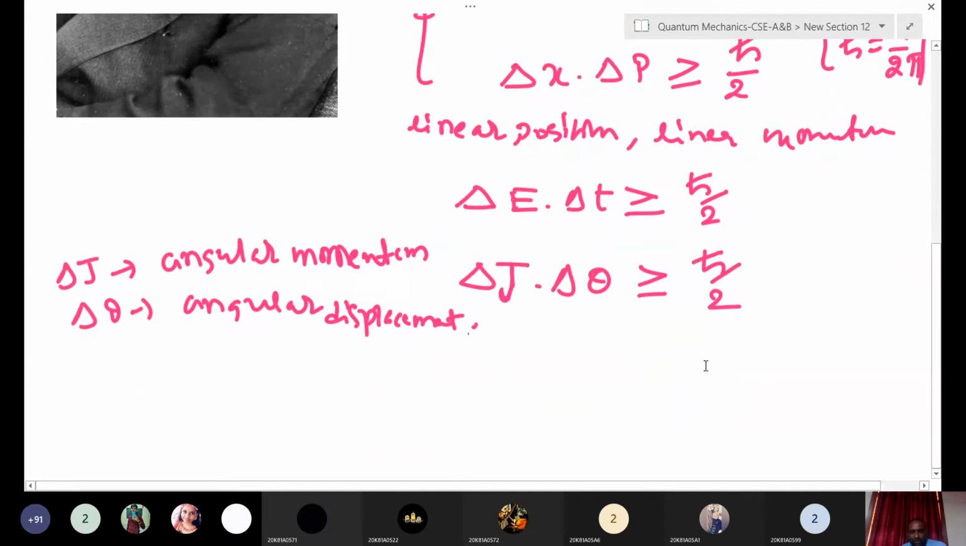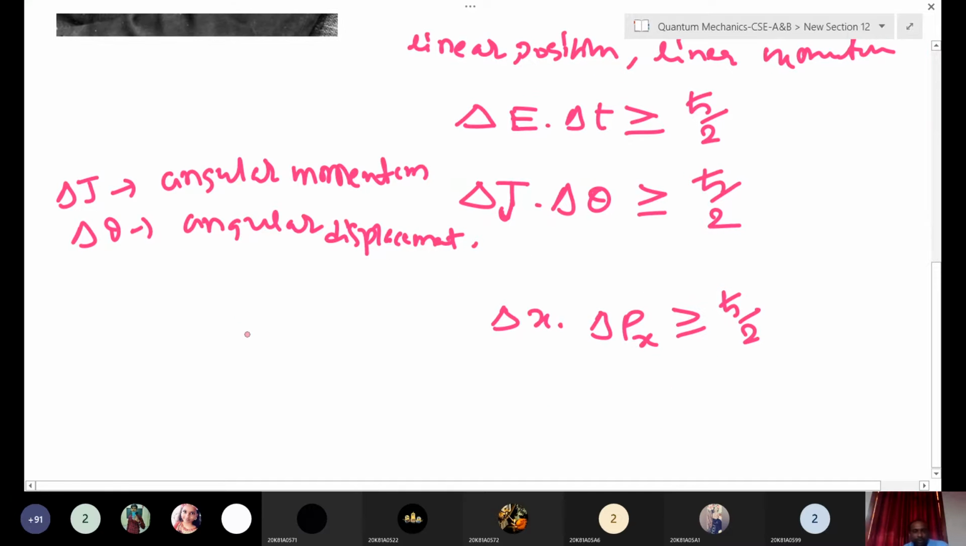Suppose we have written this one, delta x into delta p. Actually, to be accurate you have to write delta px greater than or equal to h cross by 2. That means suppose your particle is moving along the x direction, so the momentum also you have to write along the x-axis only.